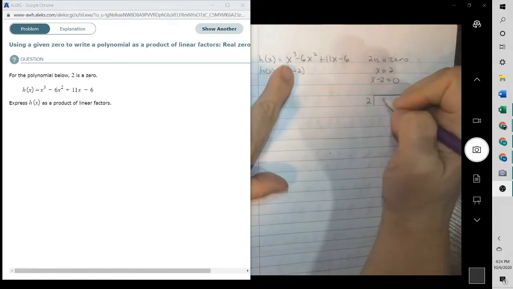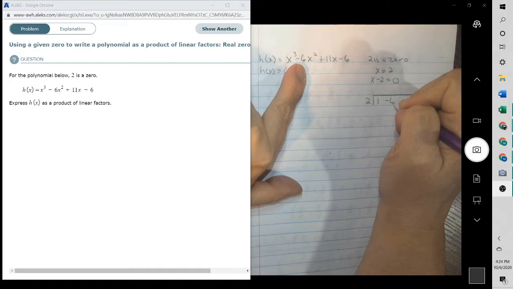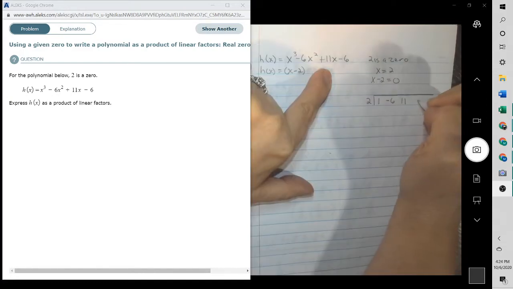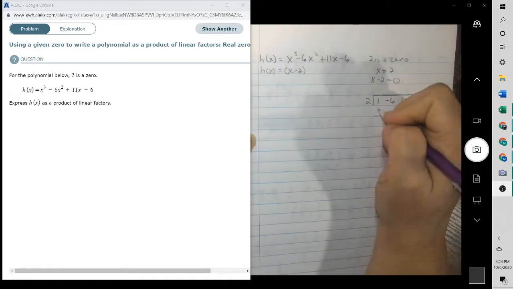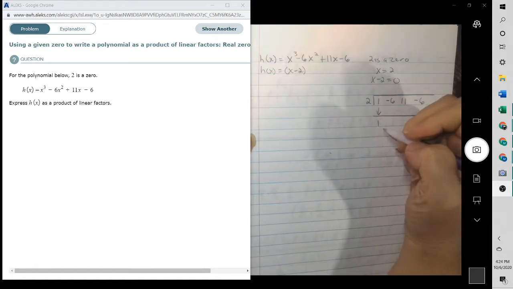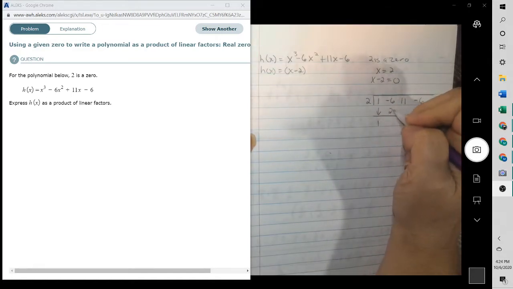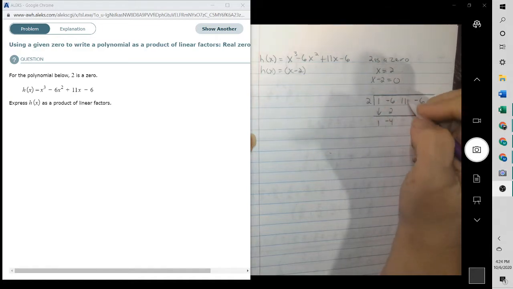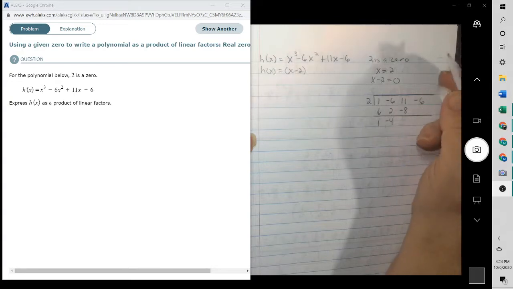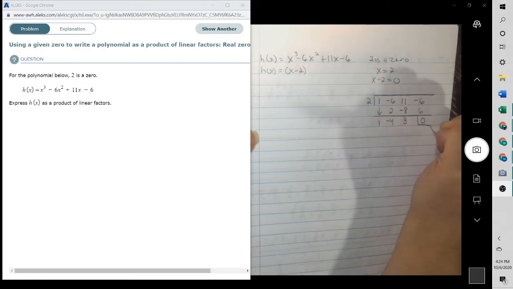My values are 1, -6, 11, and -6. So remember, for synthetic we bring down the 1. 2 times 1 is 2. When I add down, I get a -4. 2 times a -4 is a -8. When I add down, I get 3. 2 times 3 is 6. And we should get a remainder of 0 because it was a factor.